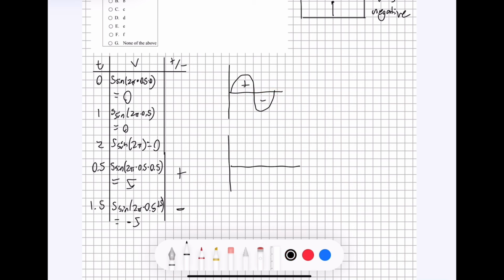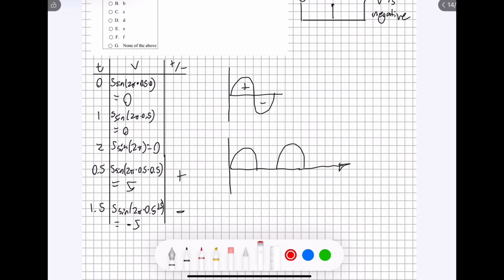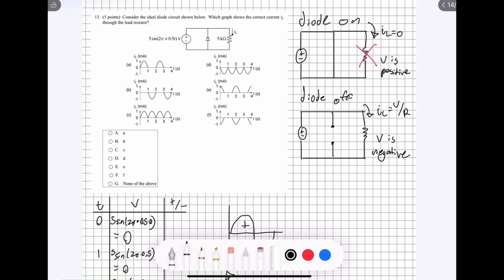So we would end up having a graph that looks something like this, where normally there would be the negative part there to loop it all together, but since we're neglecting that negative part, we're totally cutting it out. This is what our graph would look like. Looking up here, we can see that the graph that looks the most like that is going to be graph A right here. It shows the exact correct characteristics, so our answer for this problem is going to be A.